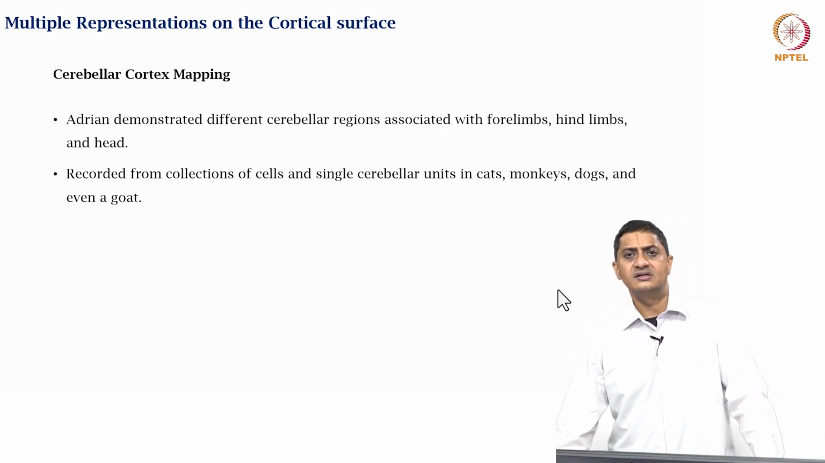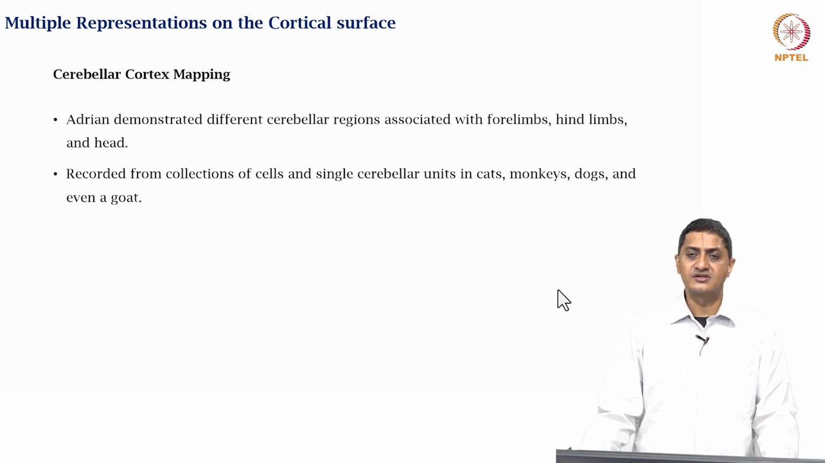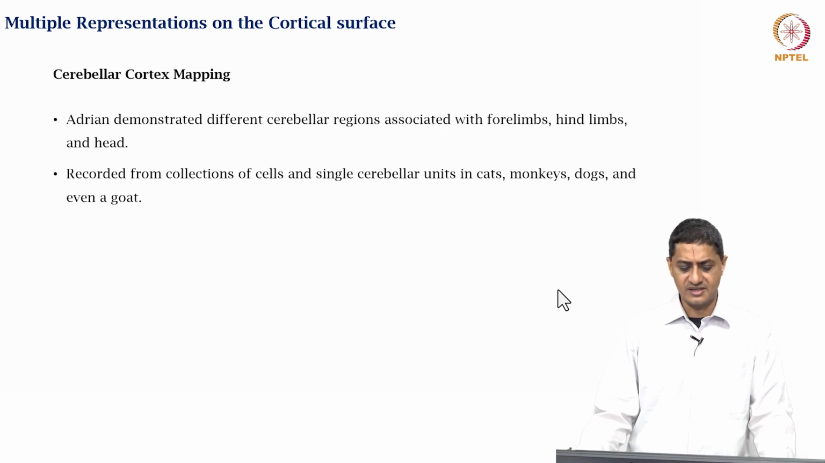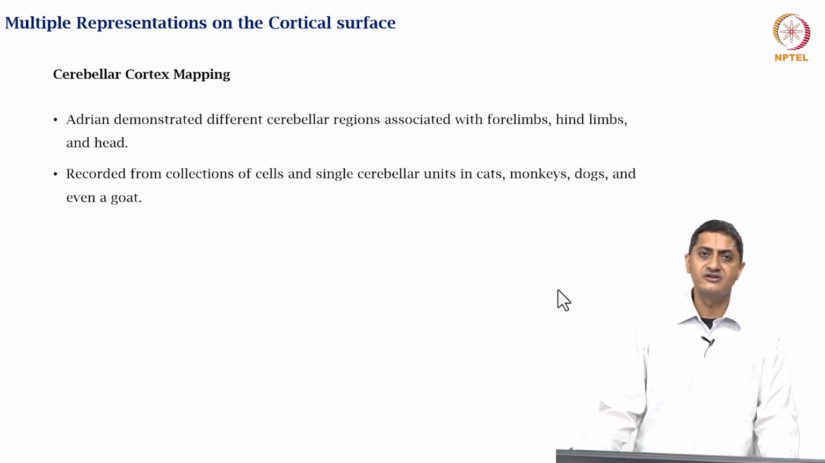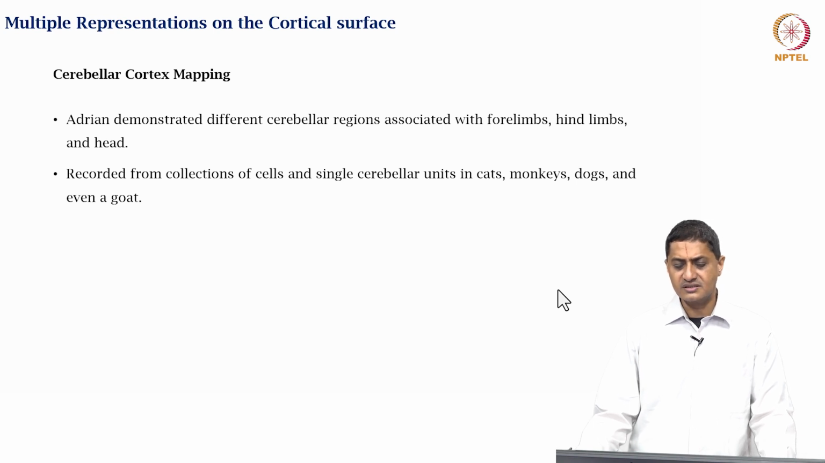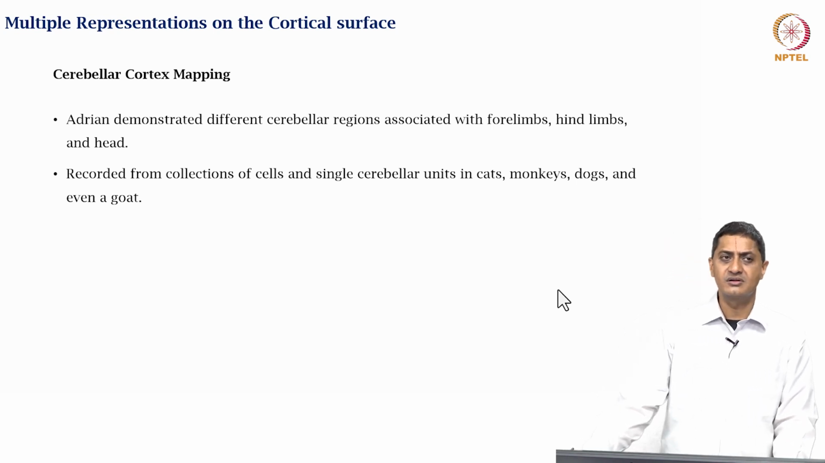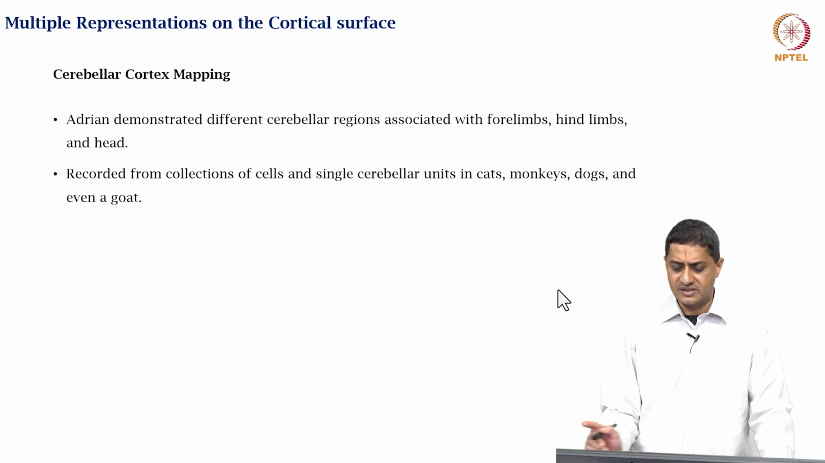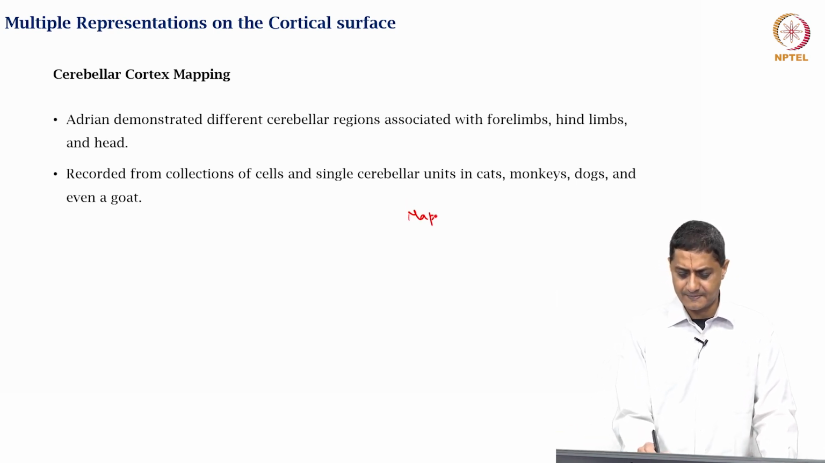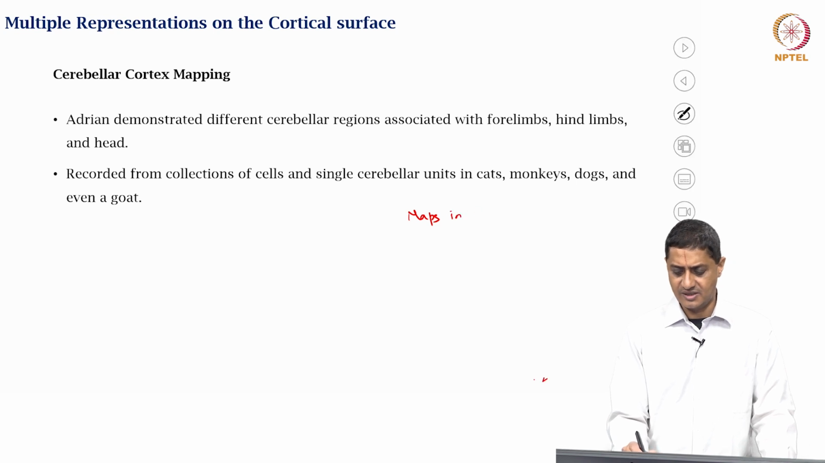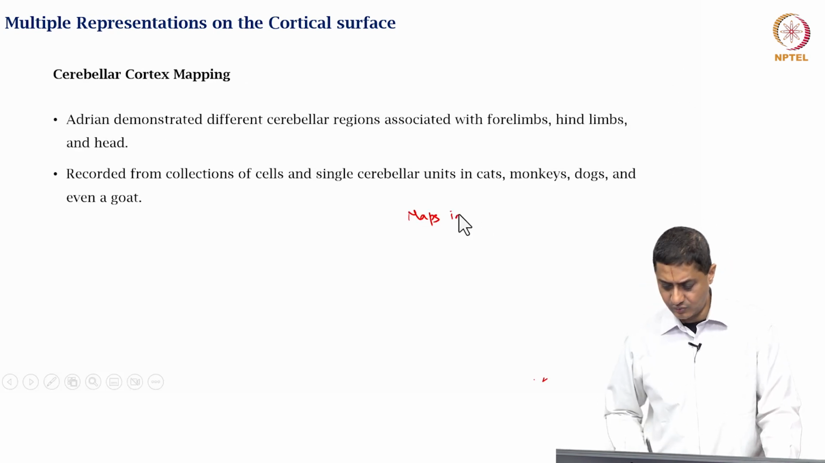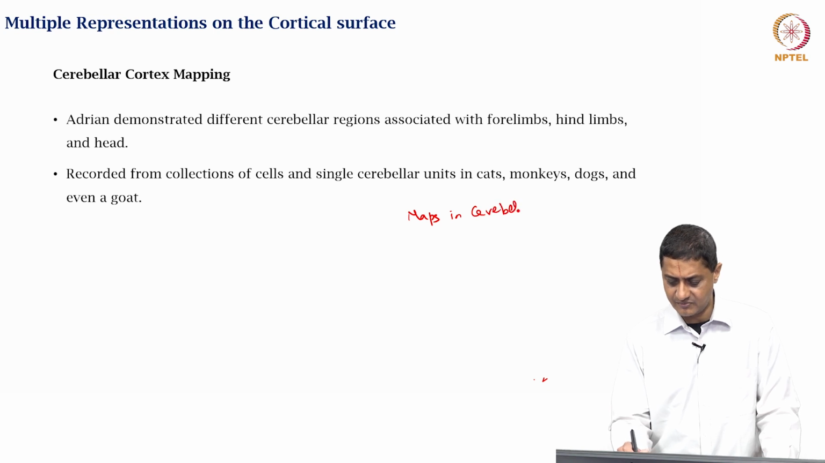So, Adrian showed that different cerebellar regions were associated with the forelimbs, hind limbs and the head. He recorded from groups of cells and single cerebellar units in cats, monkeys, dogs and even a goat. And he showed that different regions in the cerebellum were associated with different limbs, whether they were forelimbs or hind limb or head. Now we know that there are these maps in cerebellum. Actually, there are multiple maps. We now know that there are multiple maps in the cerebellum.